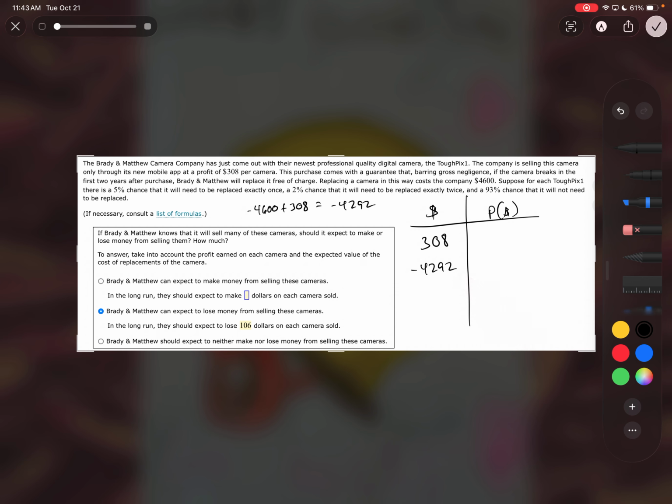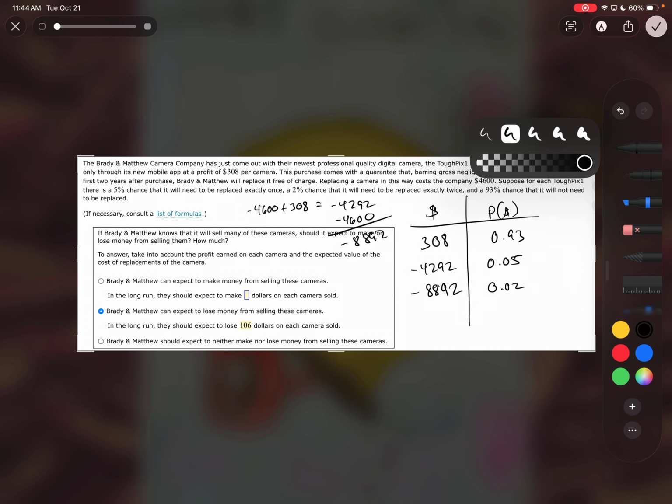Okay, here's the weird one about this one. There is a 5% chance that it will need to be replaced once. That was this number. But there is also a 2% chance that I'll have to replace it twice. So I would lose another $4,600, and that would be negative 8892. So I might have to replace it once, I might have to replace it twice, so I have to do that $4,600 twice. And then there is a 93% chance that we won't have to do anything at all. So let's hope this works out right.